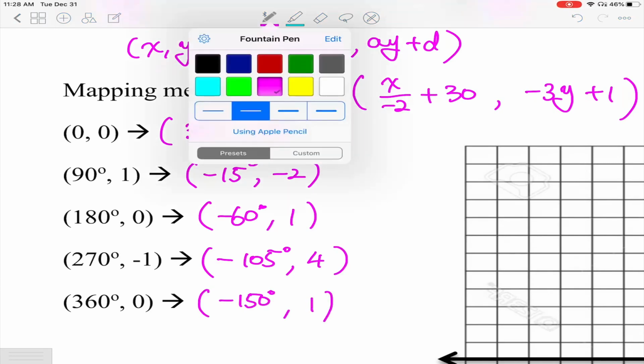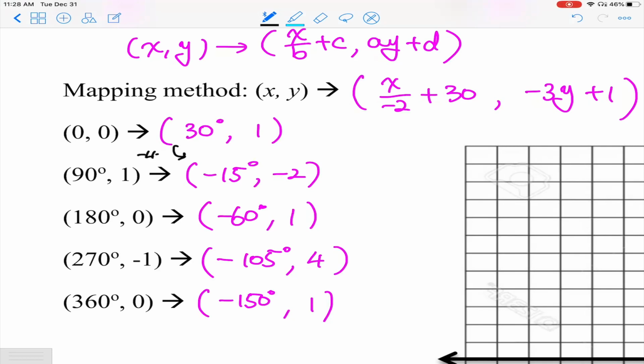So hopefully you see that the x values are changing by -45 degrees each time, right? It's actually changing by -45 degrees each time. The y values are changing from 1 to -2 by -3, and then +3, and then 3, and then -3.